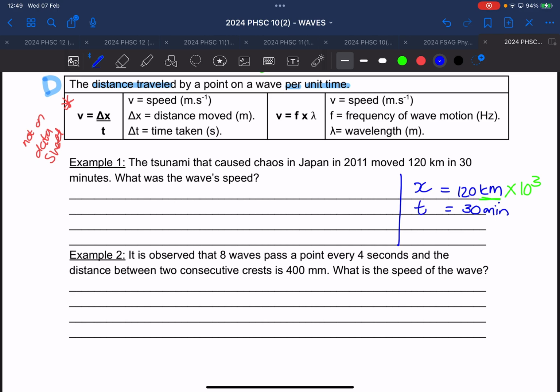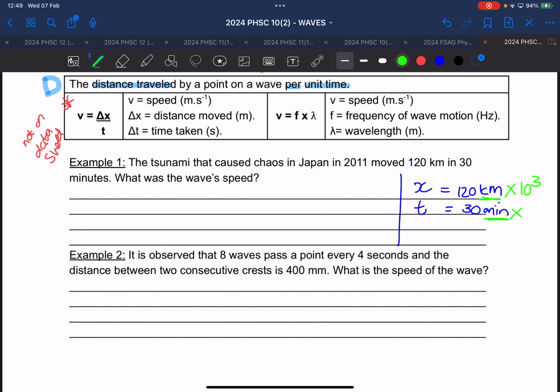Time. But do we work in minutes? We work in seconds. How do you go from minutes to seconds? How many seconds are there in 1 minute? 60. So you're going to multiply by 60.